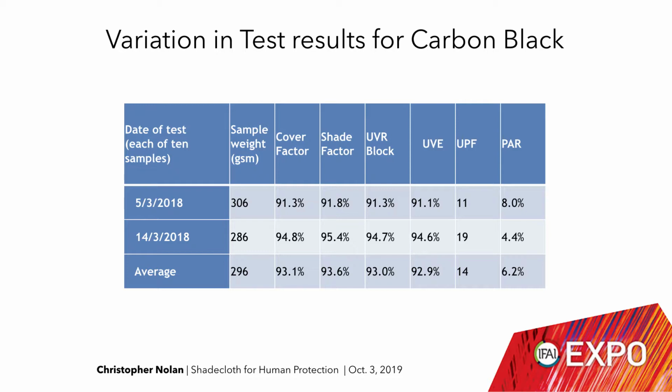And if you look at the results of cover factor, shade factor, UVR block, UVE and UPF and PAR for each of those materials, which is exactly the same cloth that's been knitted but different, very significant variation, particularly in the UVR block. So for the same colour with one test, you get an average, you get a value of 94.7, and for that same material but from a different batch, you get a value of 91.3.